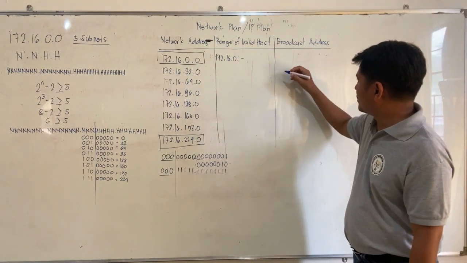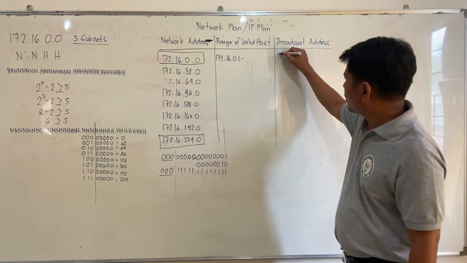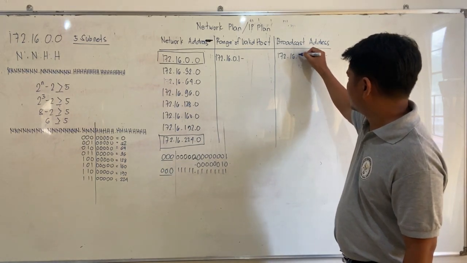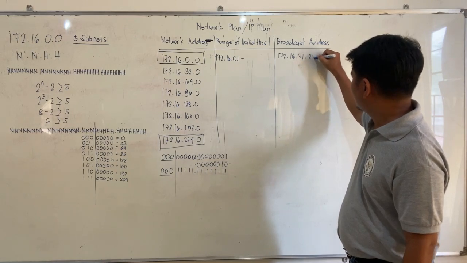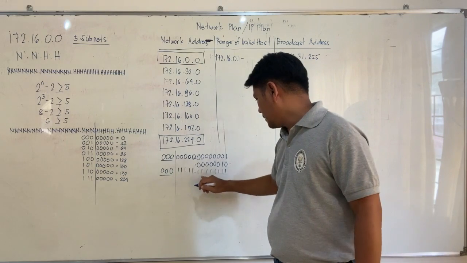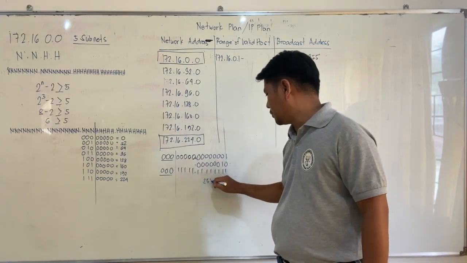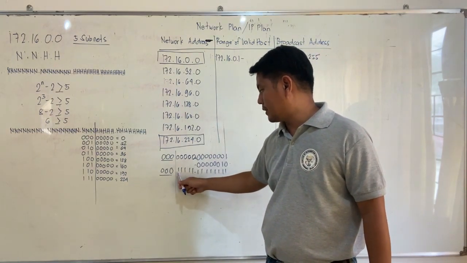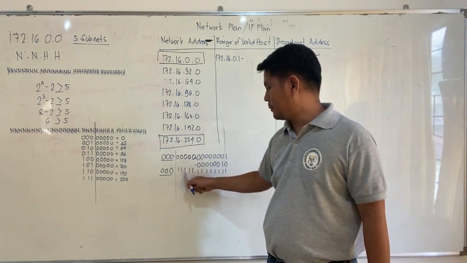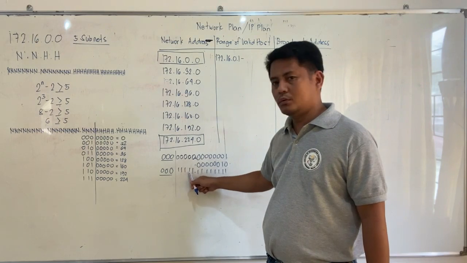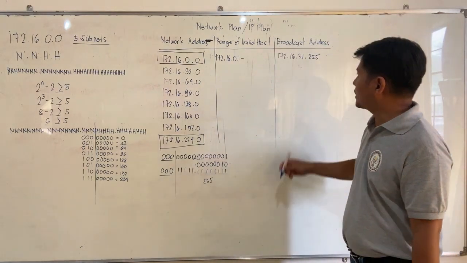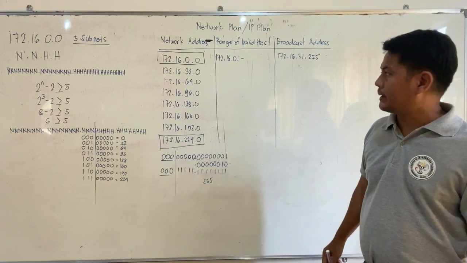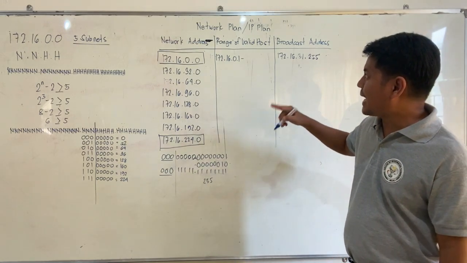So our broadcast address now will be 172.16, then we have 31.255, because if we convert this one, 1111 is actually equivalent to 255, and then this one is equivalent to 31. Why? So we have 1, 2, 4, 8, 16. So 16 plus 8, 24 plus 4, 28 plus 2, 30 plus 1, that's 31. So the broadcast address therefore is 172.16.31.255.